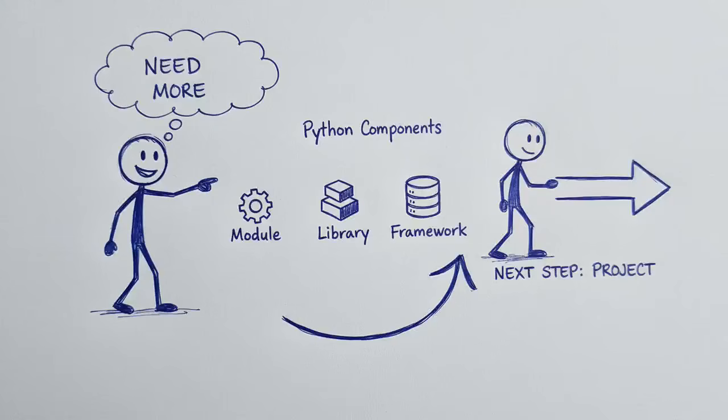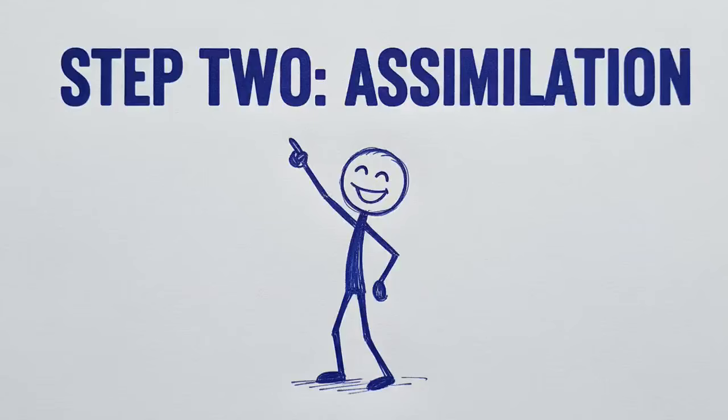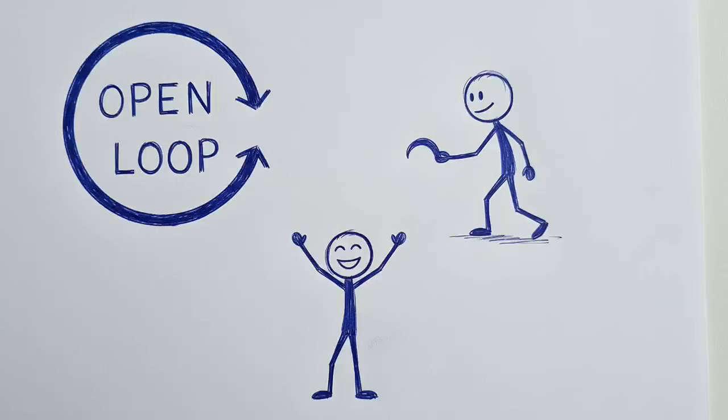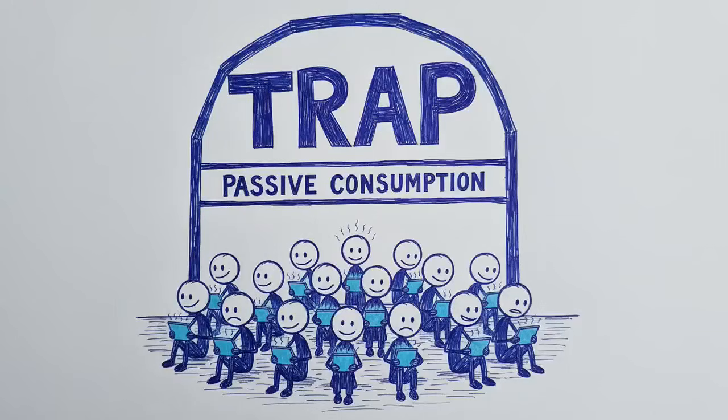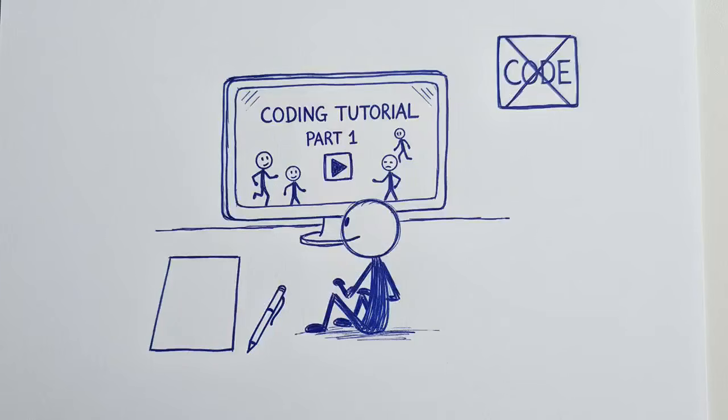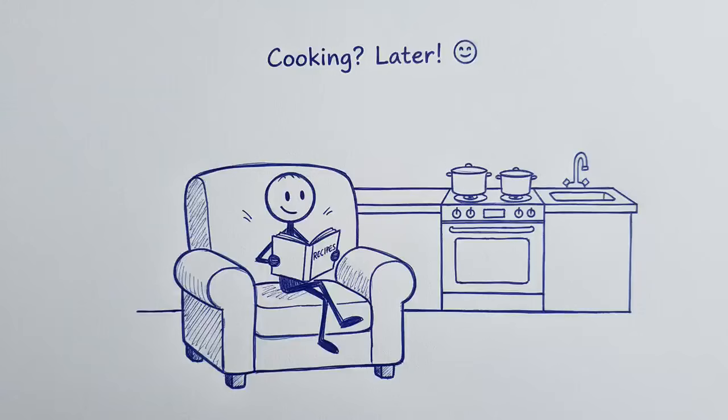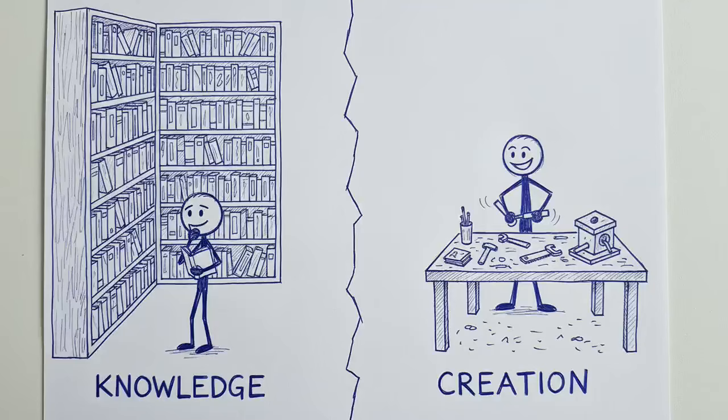But identifying the pieces is not enough, because you must also truly absorb them. This brings us to step 2, assimilation. And this is where we close that open loop from the beginning of the video. The single biggest mistake that traps the vast majority of beginners is passive consumption. It is watching endless tutorials without ever writing a line of code. It is reading a cookbook without ever stepping into the kitchen. This is what separates the library from the workshop.